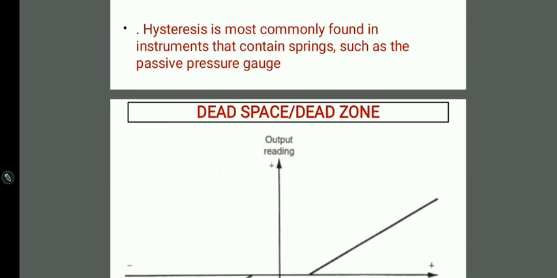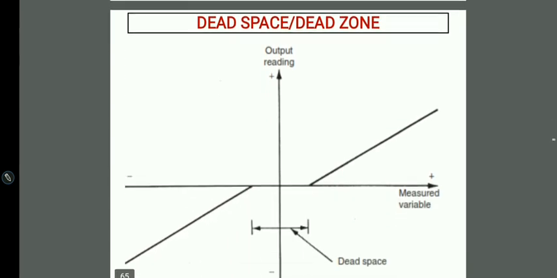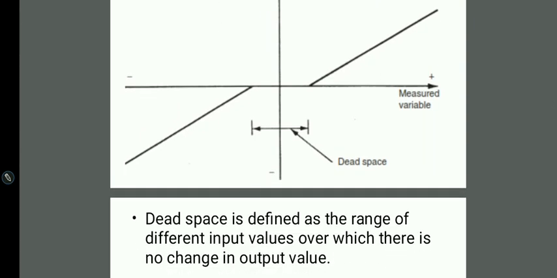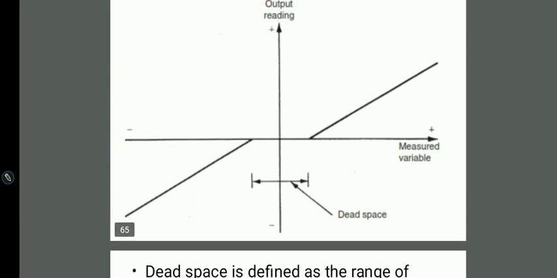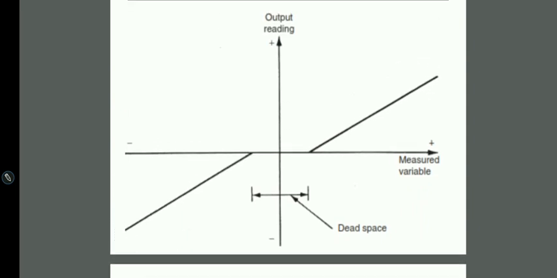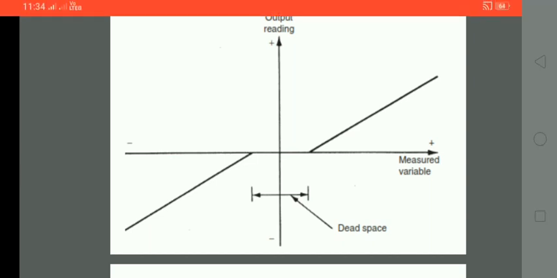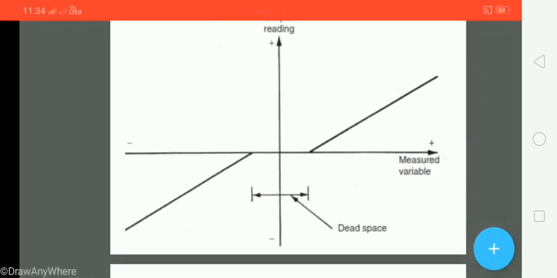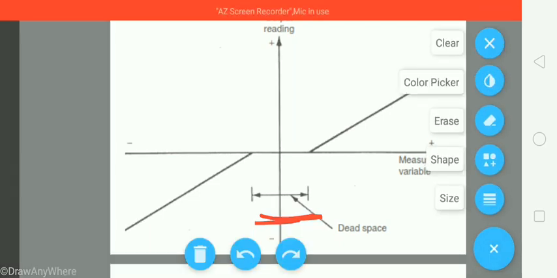Then dead space or dead zone is another characteristic. Dead space is defined as a range of different input values over which there is no change in output value. Again, the x-axis is the measured variable, or variable to be measured, and the y-axis is the output reading. Here you can see a gap, which is marked as dead space.